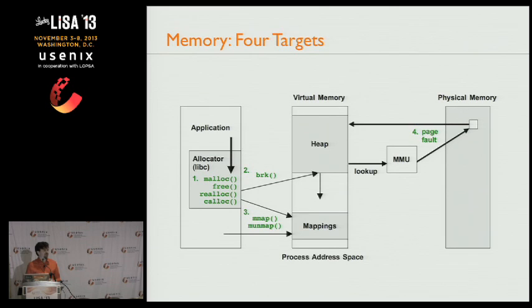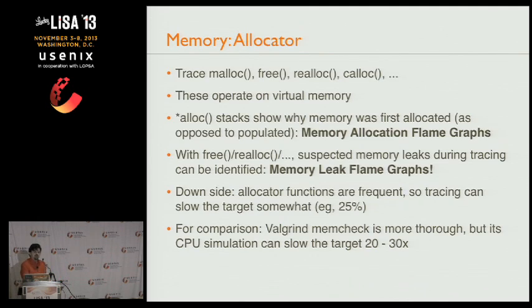All of these are targets for flame graphs. So you can do flame graphs for the allocator functions, brks, mmaps, page faults. And they show that these are different views into memory allocation to help me understand what's going on. So for the memory allocator, I can trace all of them. They operate on virtual memory. I can create a memory allocation flame graph by just doing the alloc stacks and showing the bytes.